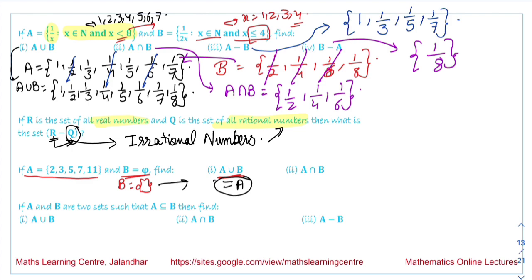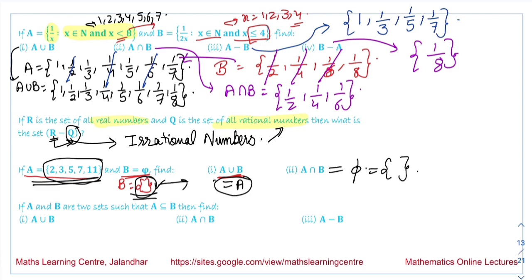Next we have to calculate A intersection B. We are looking for the common elements between these two. There is no common element between these two because this set does not contain any element. So the answer we get is equal to φ. That is, there is no common element between the sets A and B.